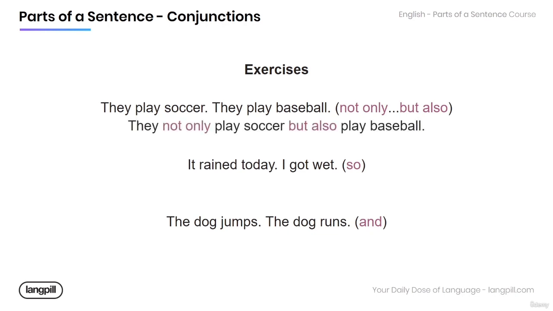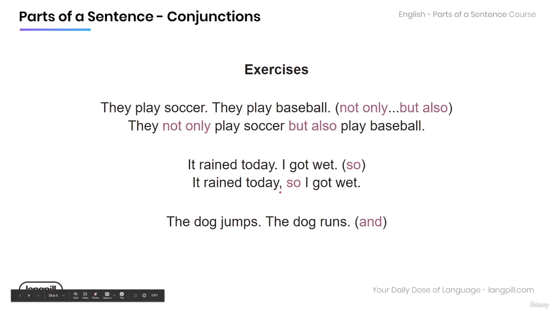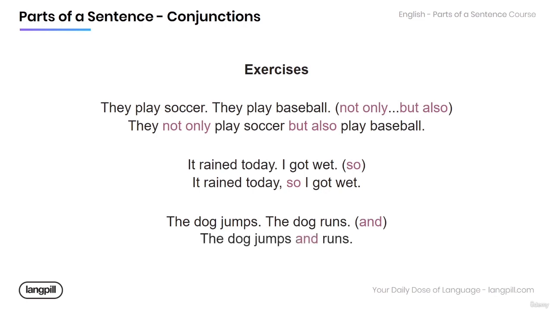So the first one, we have not only but also. Our new sentence will be, they not only play soccer, but also play baseball. The next sentence, it rained today, I got wet. It rained today, so I got wet. And the last one, the dog jumps, the dog runs. We get, the dog jumps and runs.